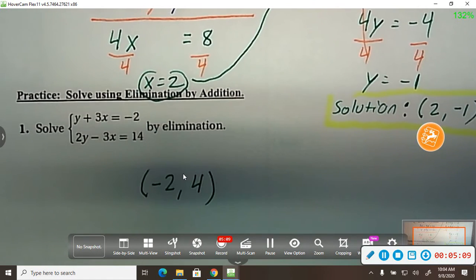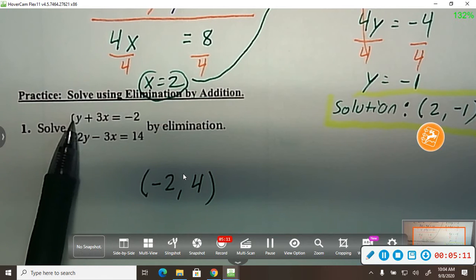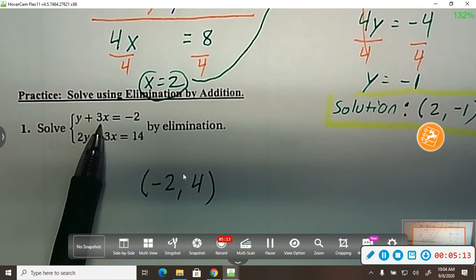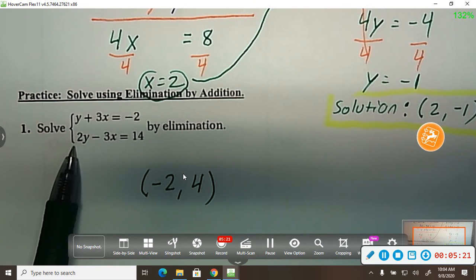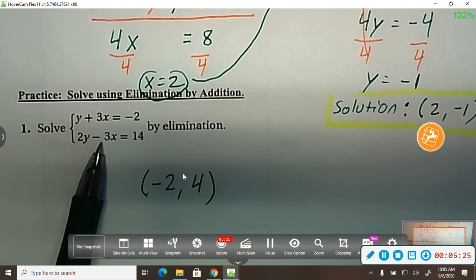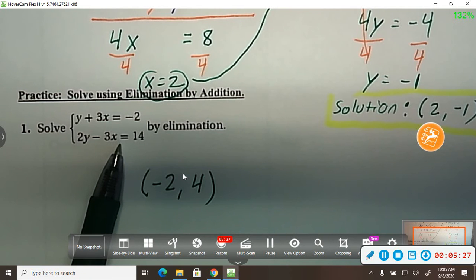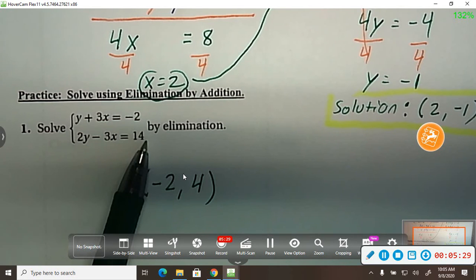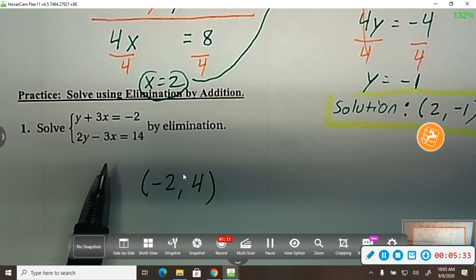Good. Check our work real fast. 4 plus 3 times negative 2 is negative 6. 4 plus negative 6, yes, that's negative 2. And then here, 2 times y, 4, is 8. And then negative 3 times negative 2 would be 6. 8 plus 6, 14. Notice I did that in my head. You don't have to write that down when you check your work.